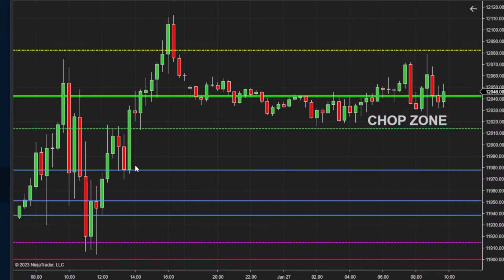All right, the market's open. It's 9:30. Let's see what happens here. We've just been bouncing around between 12,040 and 12,080.